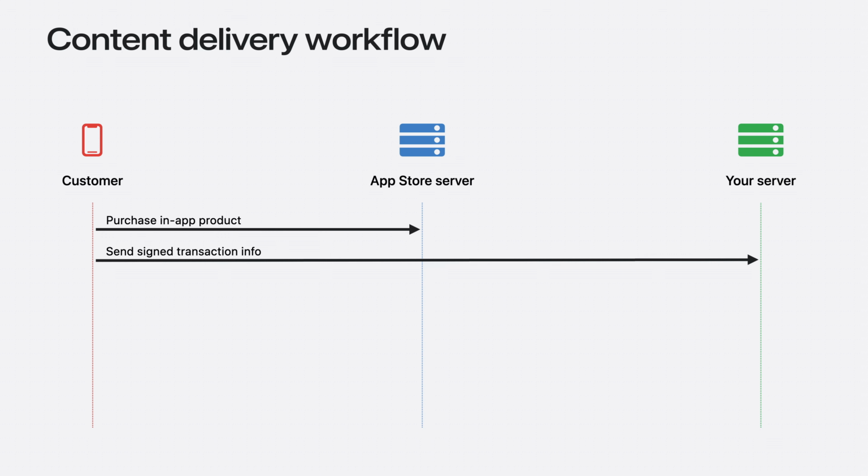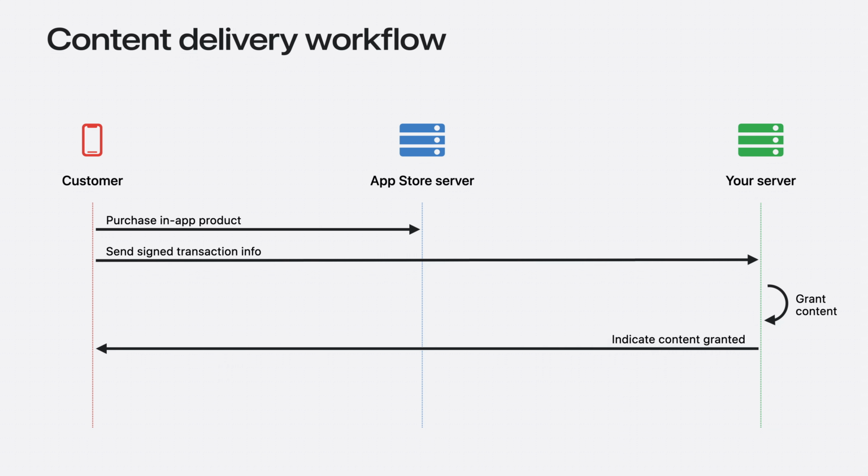At this point, you grant the user access to the product. For example, for a consumable, you might update the user's in-game currency balance on your server. You signal back to your app on the device that the content for the transaction has been granted. Then, your app marks the transaction as finished. Marking the transaction as finished indicates to the App Store that the content has been granted and the customer is ready to make another purchase.